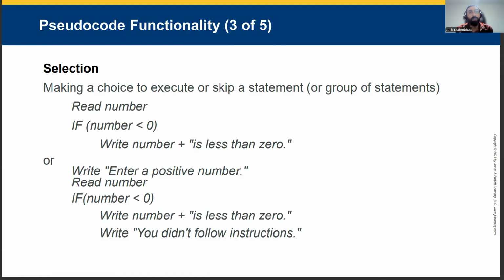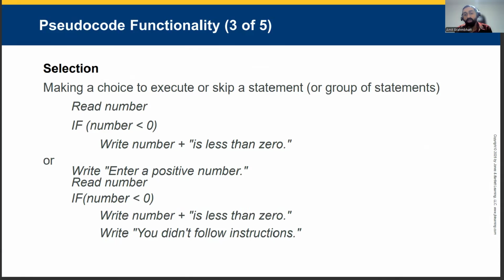Selection, simple if. This slide focuses on selection, making decisions in an algorithm using if statements. A simple example is reading a number and checking whether it's less than 0. Depending on conditions, different messages are printed. This illustrates how algorithms can include optional paths or error handling.